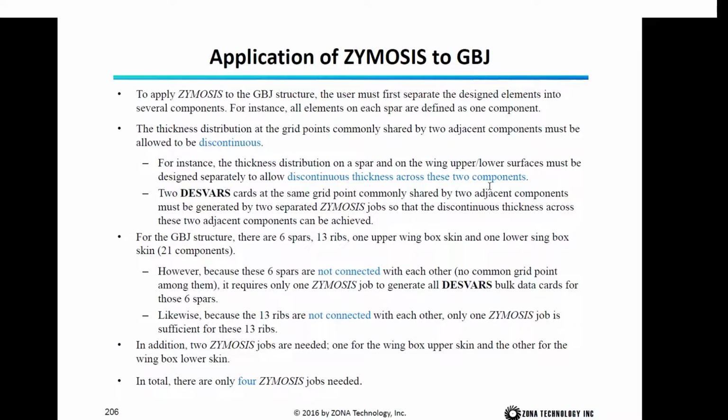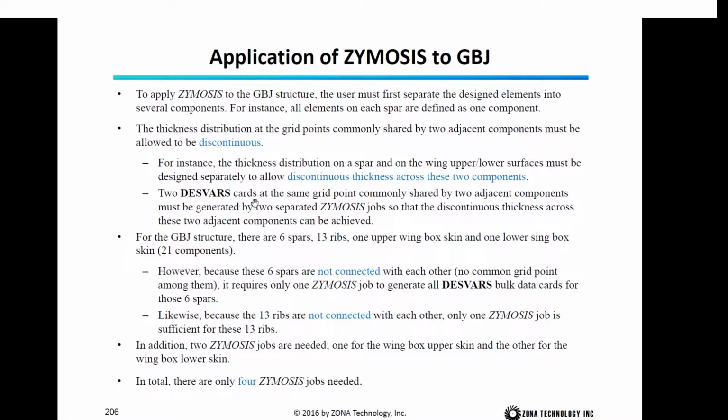In other words, if we want Zamosis to generate the shape card and DESVARS on the wing upper skin, you must run Zamosis as a first job. Then for the spar, you want to generate the shape card, then you have to perform a second Zamosis job.